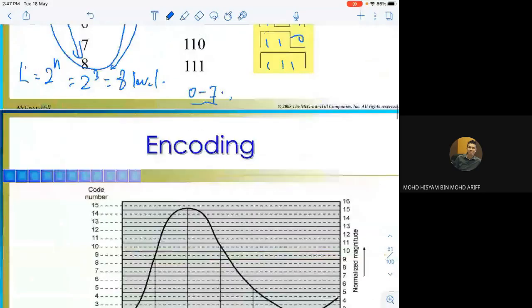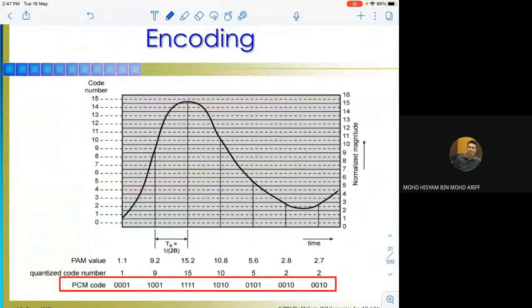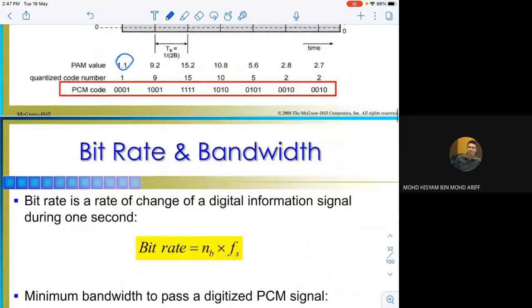Now, encoding. I think it is better to skip this for a while so that you don't get confused. Quantize number 1, pump value 1.1. It's okay, later on. I worry you don't understand.